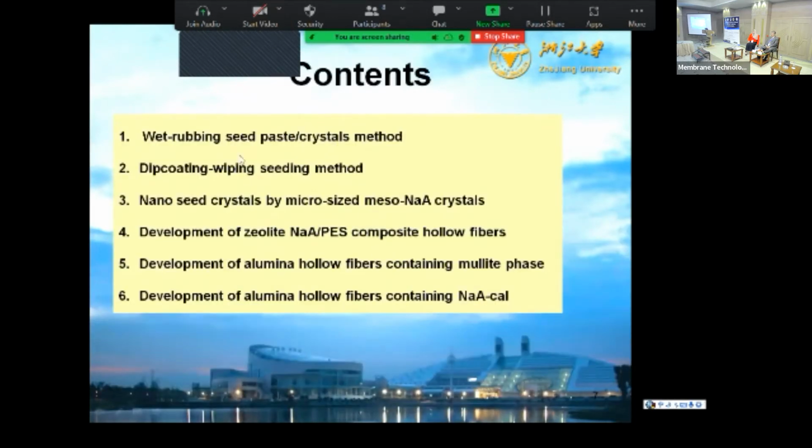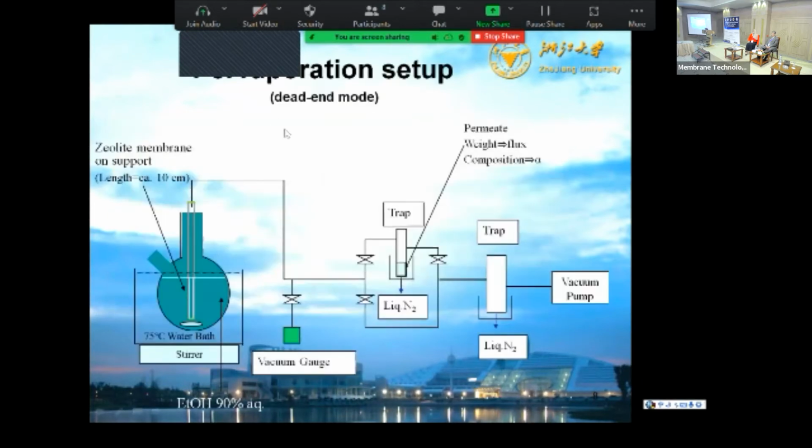Today, I will show you 6 methods developed in my group. And this slide shows the pervaporation setup in my lab. We just put the zeolite tubes or hollow fibers on the stainless tubes, then connect to the vacuum system. This is a dead-end mode setup.